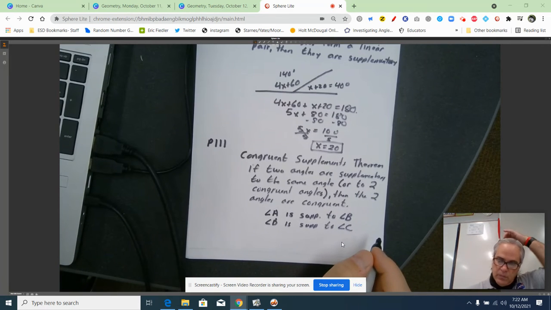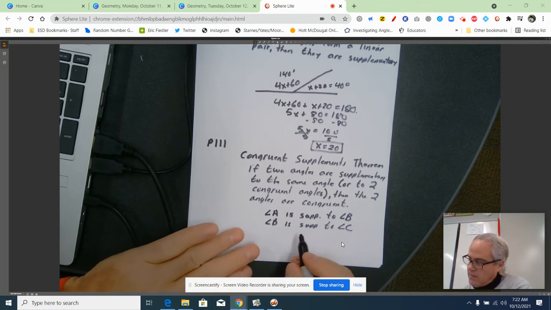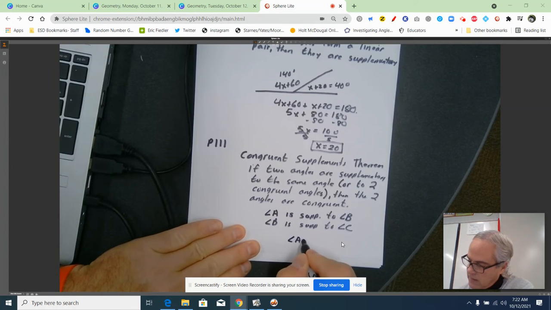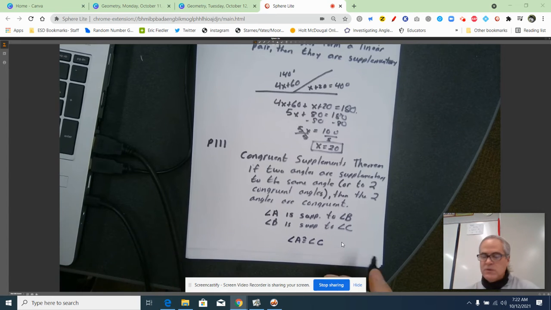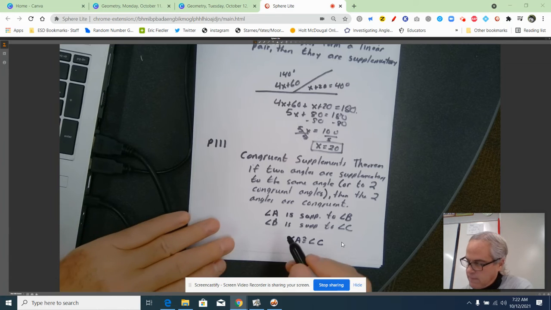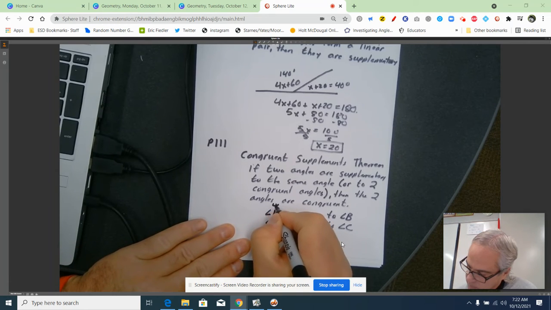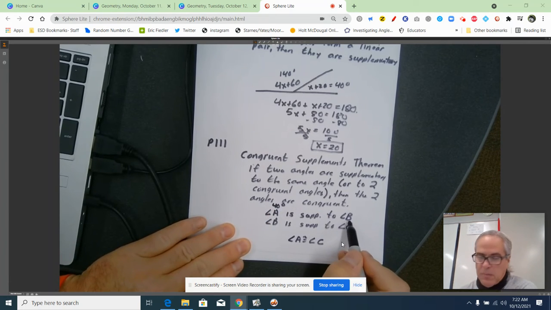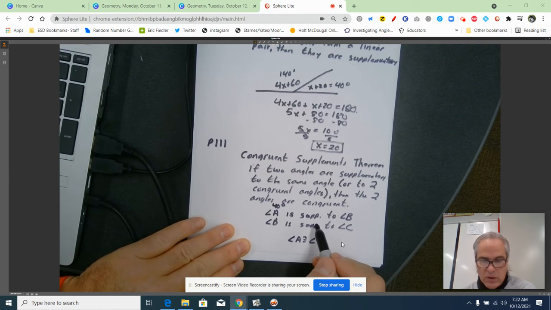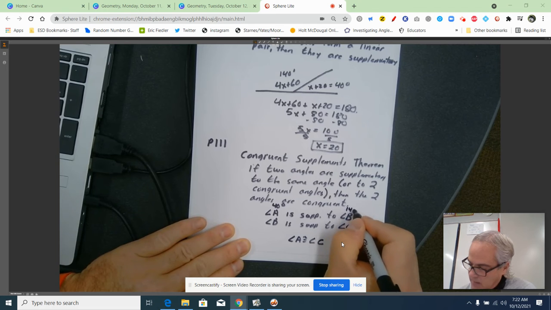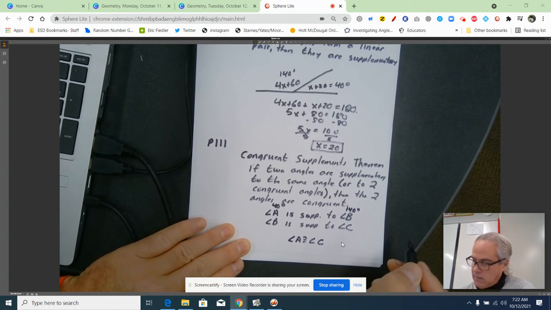What do we know? Okay, well, what this means is that angle A is going to have to be congruent to angle C. And you're saying, well, how do we know that? Well, let's plug in some numbers. Let's say that angle A is, I'm just picking a random number, let's say 40. So let's say angle A is 40 degrees. And it's supplementary to angle B. What would angle B have to be? Well, 180 minus 40 is 140 because they have to add up to 180, correct?